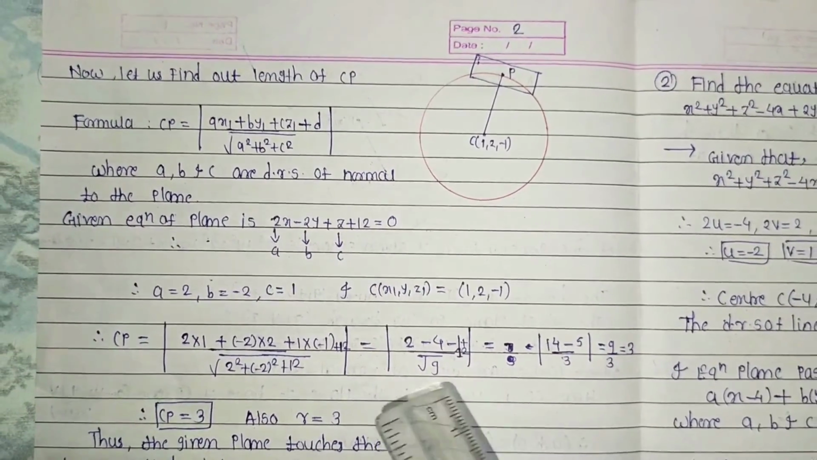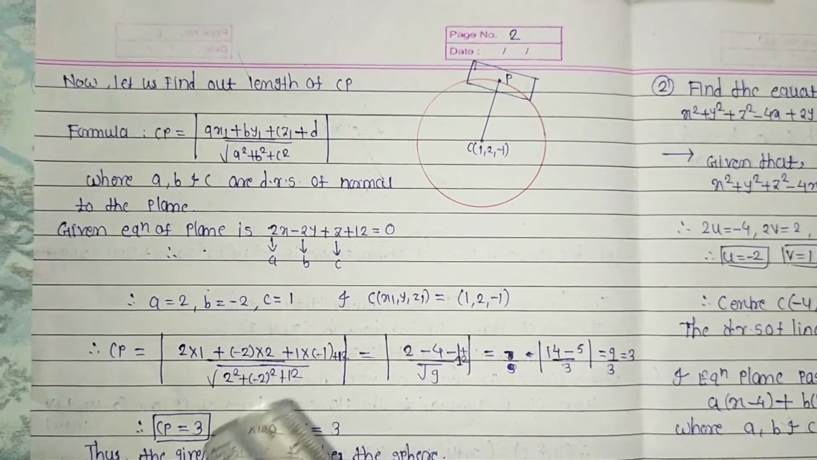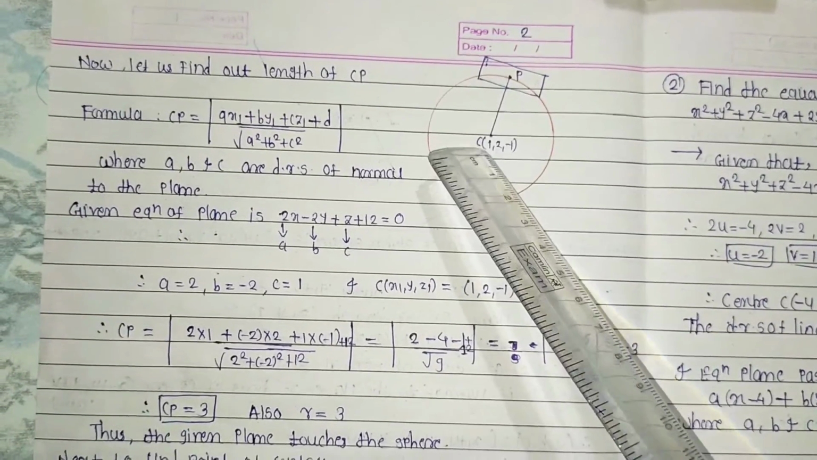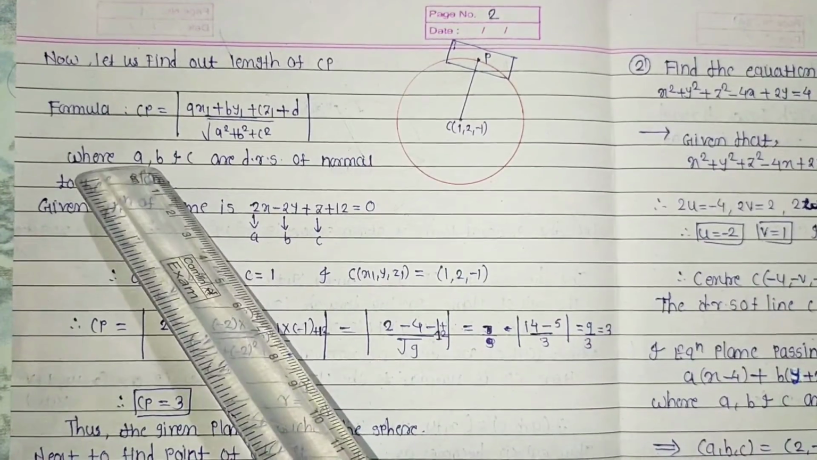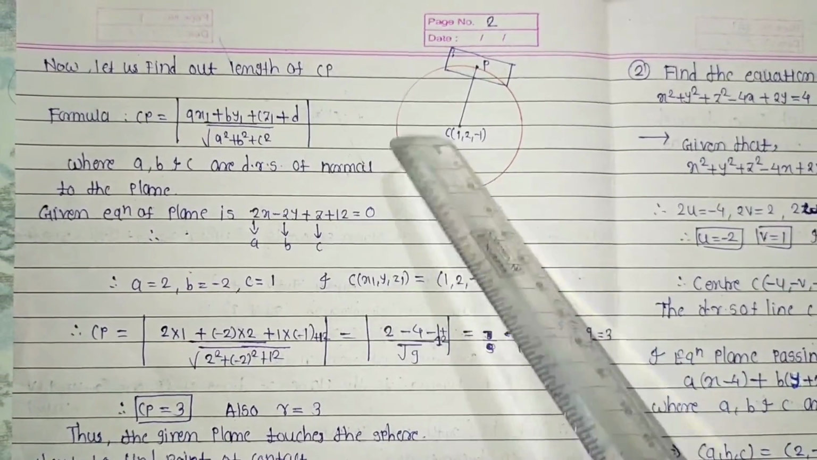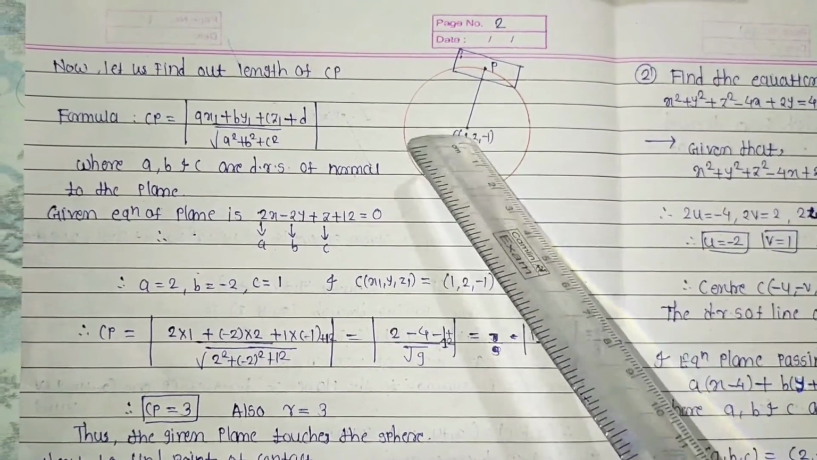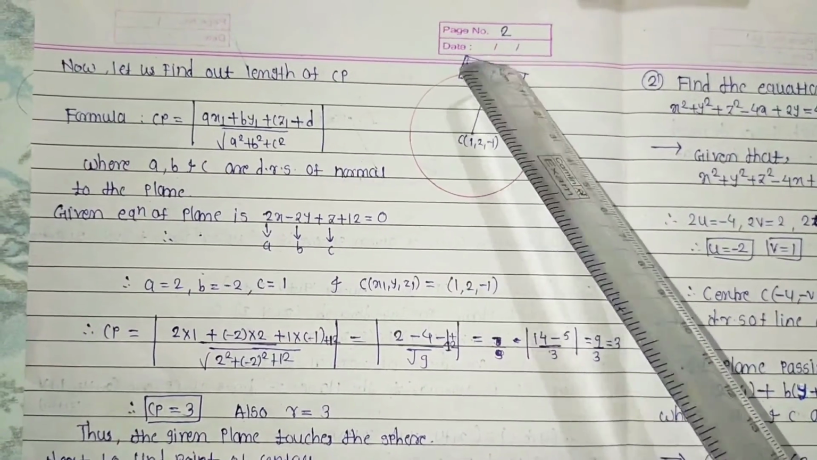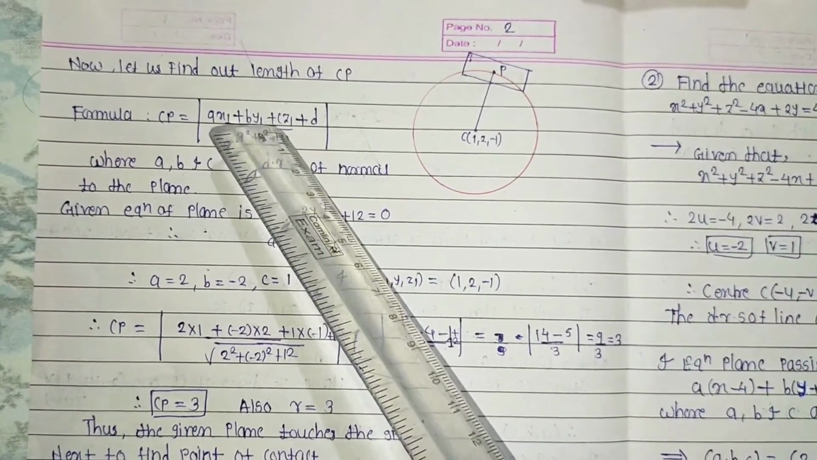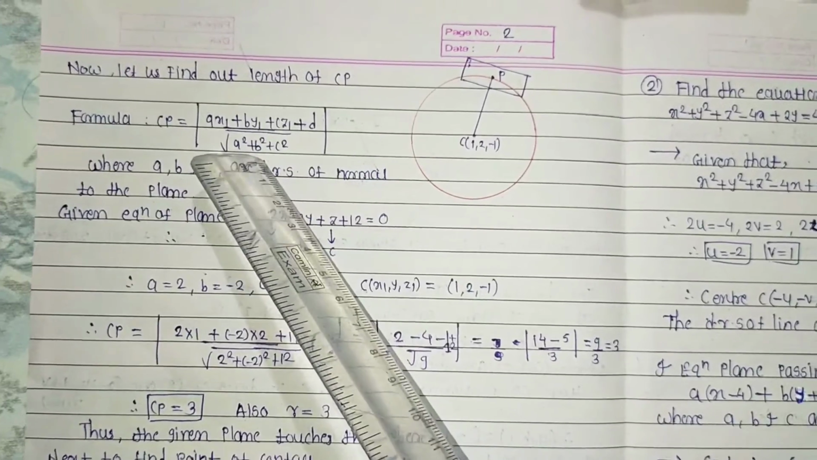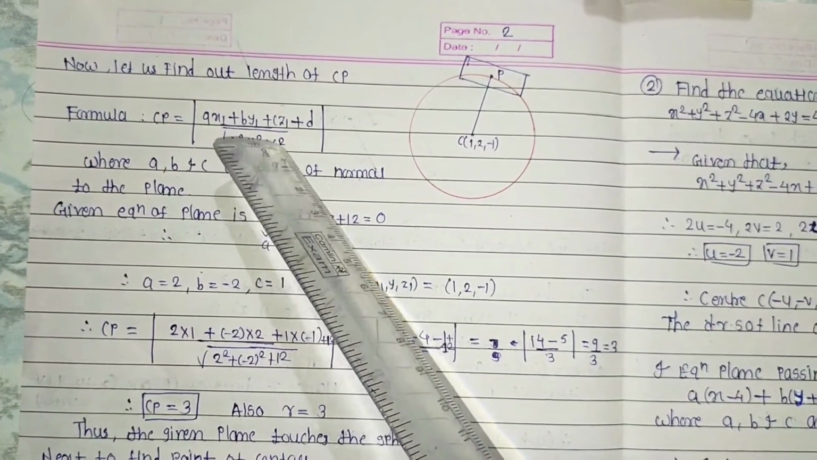So we have found the radius of that sphere. Now let us find out the length of this CP. We know this formula: the length of this CP, that is the length of the normal to the plane, is given by (a times x1 plus b times y1 plus c times z1 plus d) divided by the square root of a square plus b square plus c square.